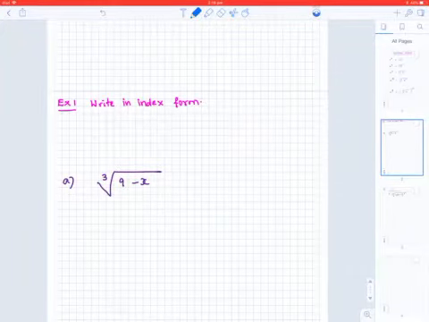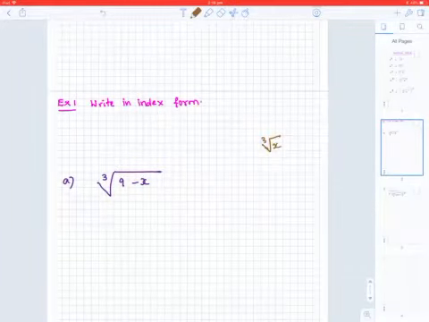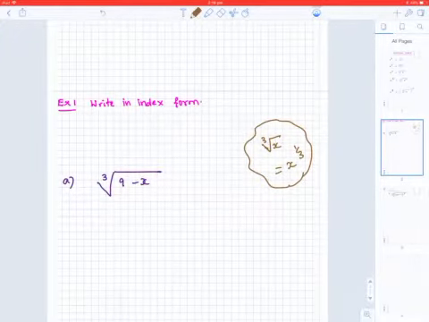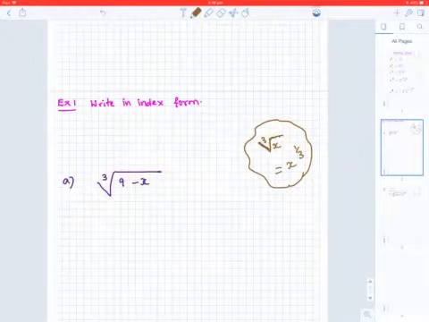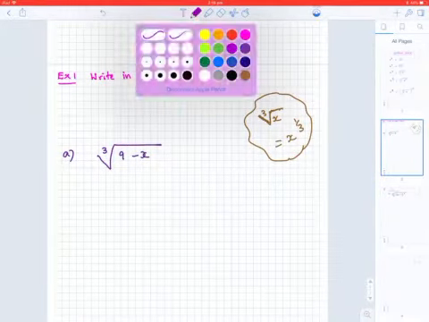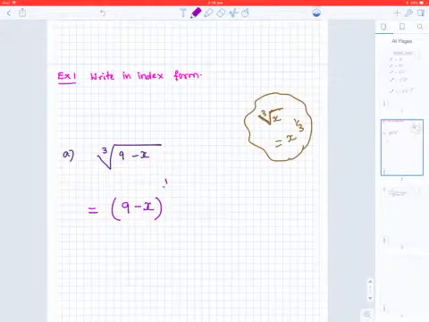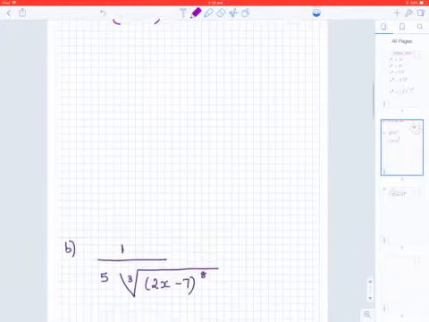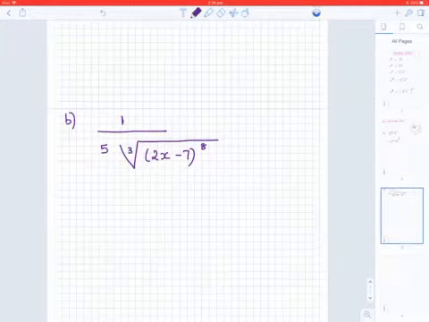The first question is: write in index form cube root of 9 minus x. And here we are going to use the result that cube root of x is nothing but x to the power third. Okay, so you can just use the result either way. X power 1/3 is cube root of x, or cube root of x is x to the power 1 over 3. So if I use that result, this question is going to look like 9 minus x to the power 1/3. So now it is in index form. Okay, we do another question, a little harder.